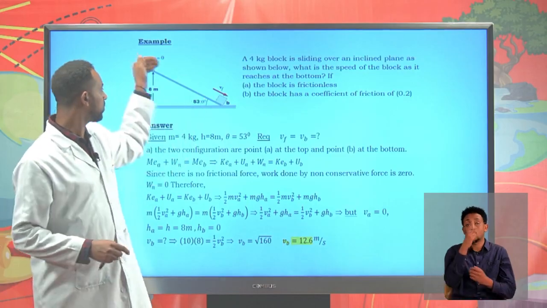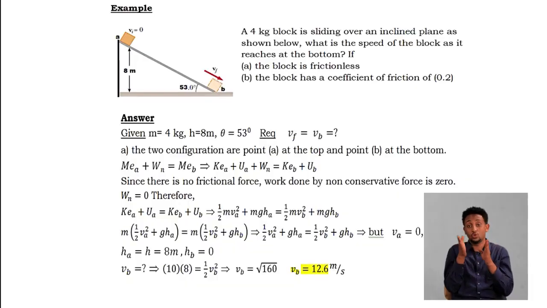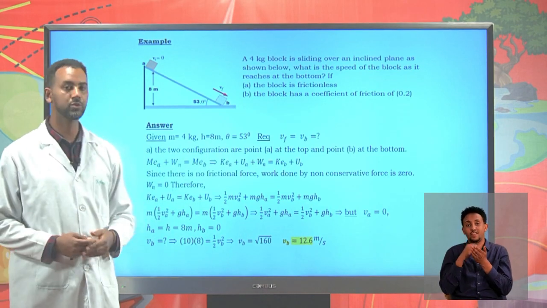There are two cases. One, the block is moving on a frictionless surface, and the other is while it's moving with friction, having a coefficient of friction of 0.2. Please try to solve this.